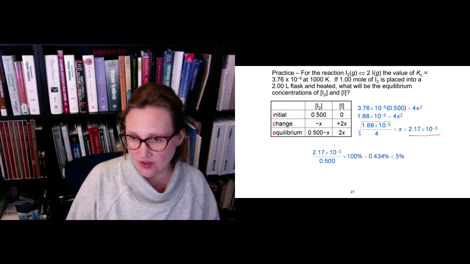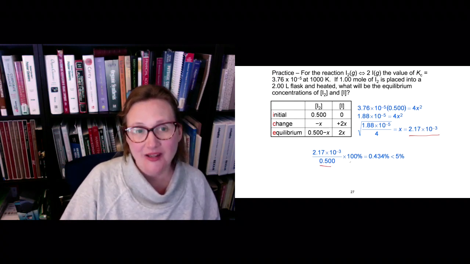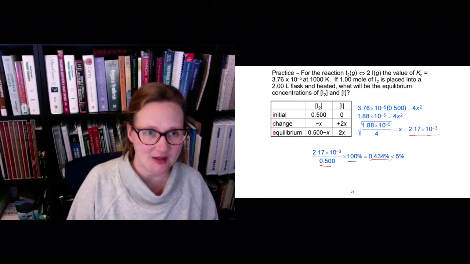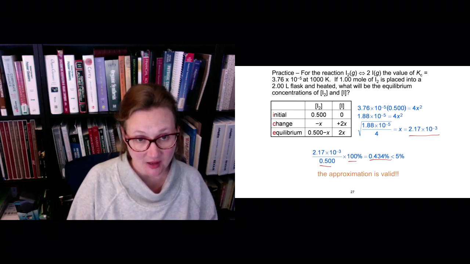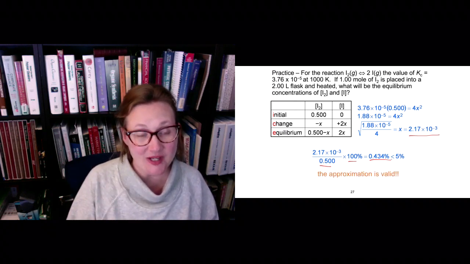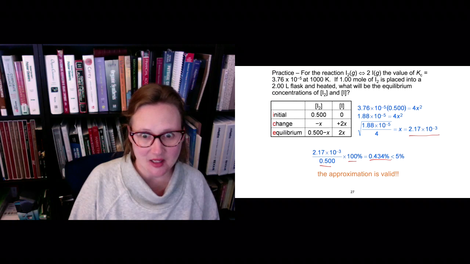All right, so let's check our approximation. So that 2.17 times 10 to the minus 3 divided by our original concentration times 100, we get 0.434%. That's a lot less than 5%. So here we can say that our approximation is valid. We don't have to go through that iterative process to find a better approximation. All right, so we can just use x as it is.